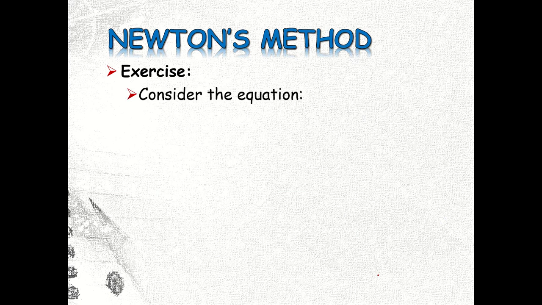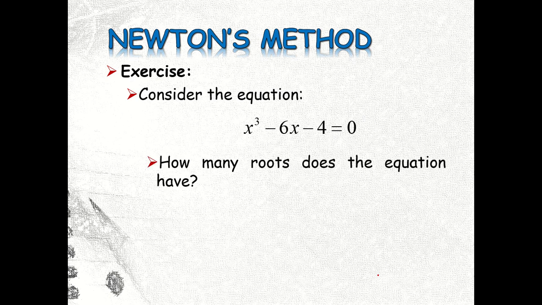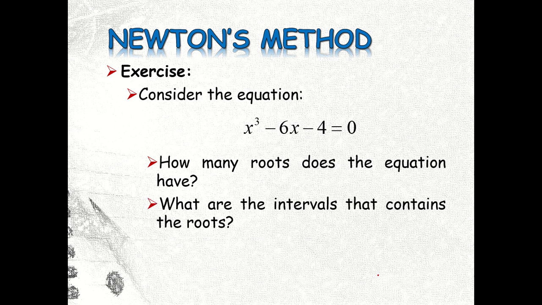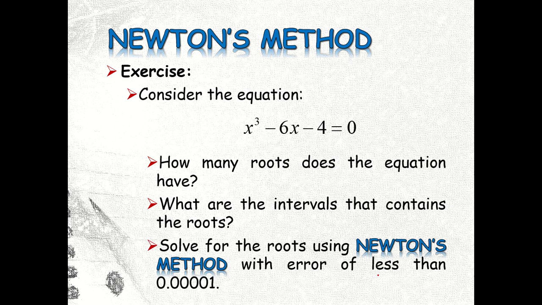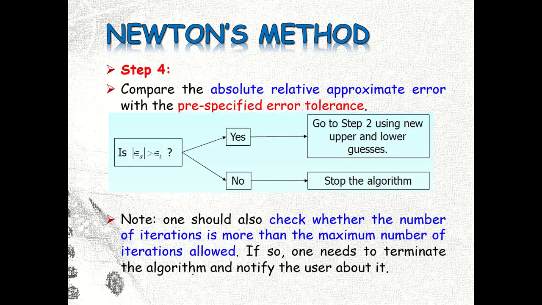We have here some exercises, class. We'll begin with this, but the first one I will reserve for your practice because this is one of the easiest problems. Here you're asked to find how many roots the equation has, what are the intervals that contain the roots, and you need to solve for the roots using Newton's method with error of less than 0.0001. This is the specified error, class, as mentioned in this slide. That is the pre-specified error tolerance.